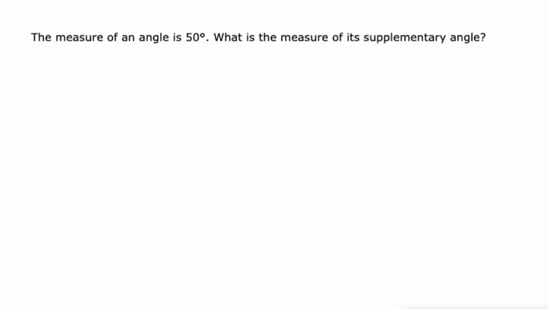All right, so now we've got a measure that's angle 50. What's its supplementary angle? Supplementary means they add up to 180. So we've got an unknown angle plus 50 degrees, and that equals 180 this time. So in this case, we'll just subtract 50 from both sides, and we can see that the other angle would need to be 130 degrees.